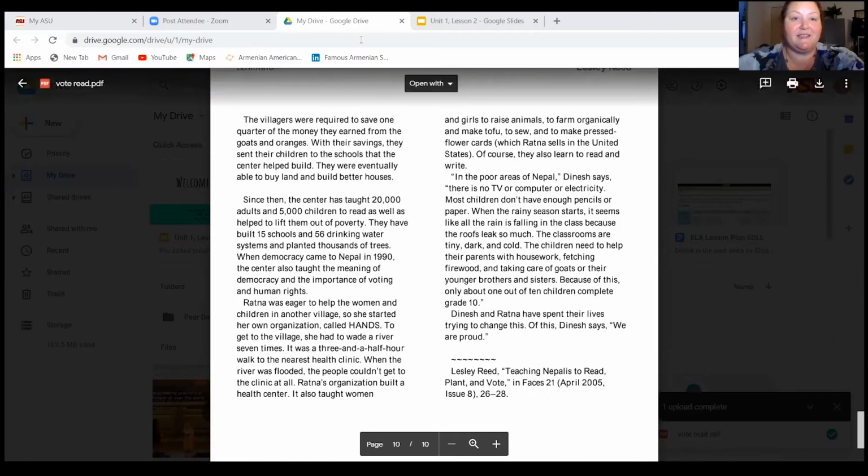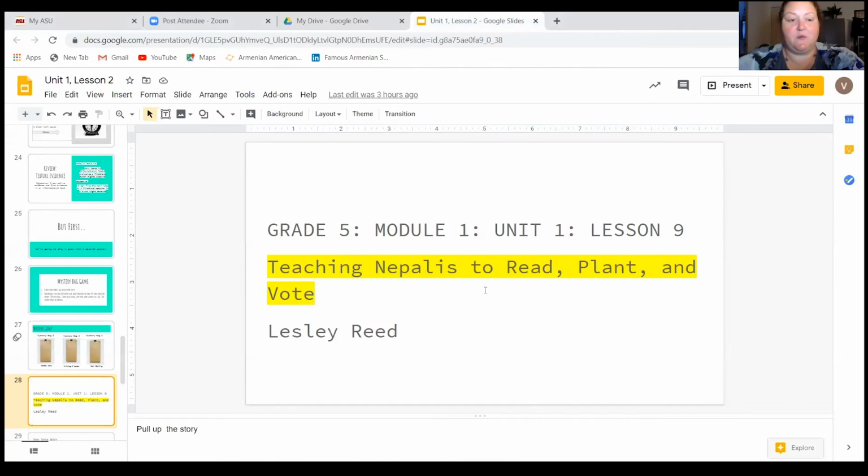Wow, that's an amazing story. I am so glad that we got to read that. So after reading that, this is what we are going to do.